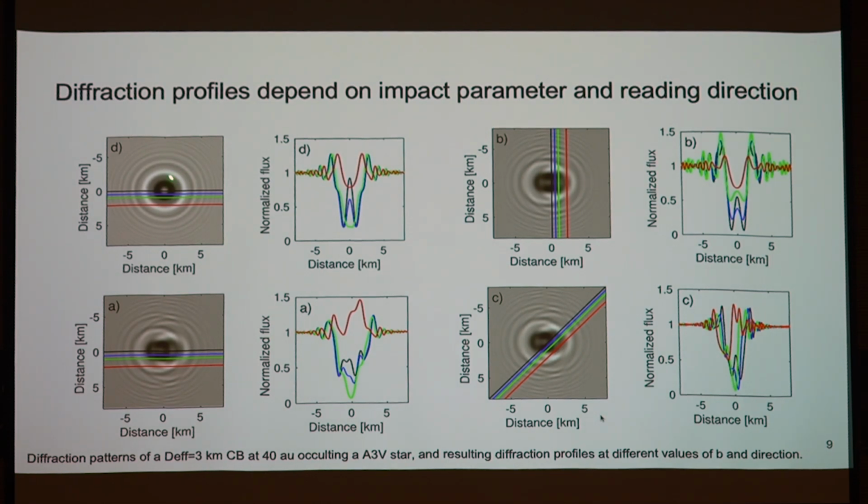This is a circular object. This is a contact binary object. And the other thing we haven't taken into account is the reading direction. If we change the reading direction, it won't affect the circular object, but it will affect other shapes, and we will get these things. Even here, this is an occultation, and it has a spot instead of a dip.